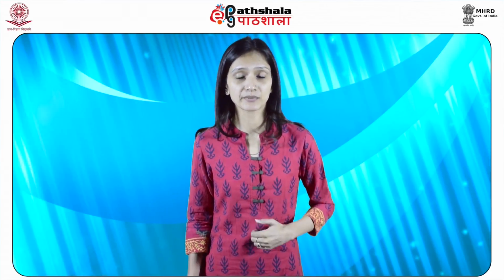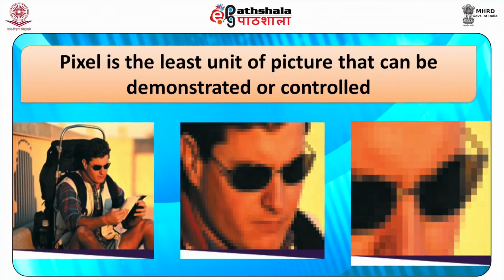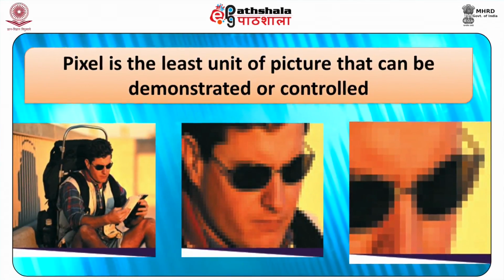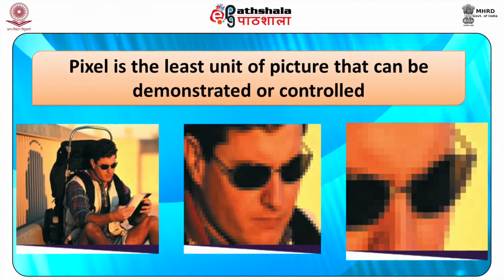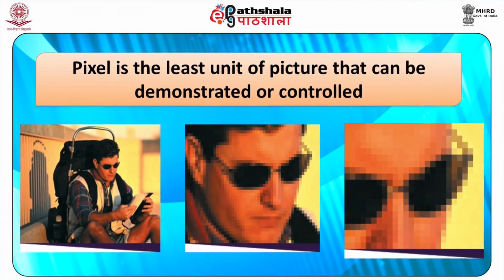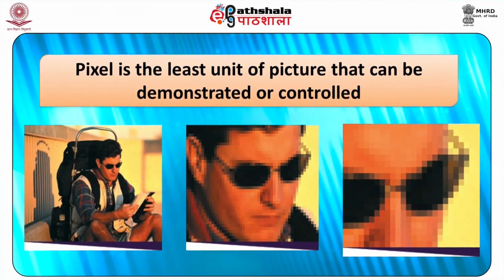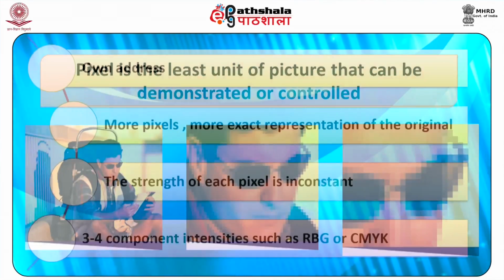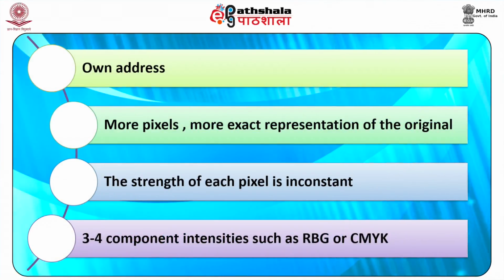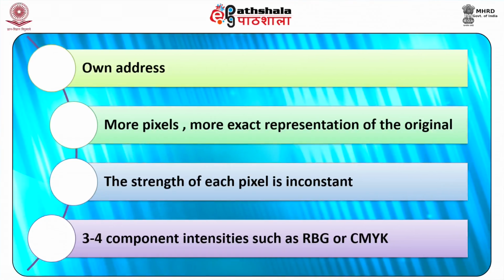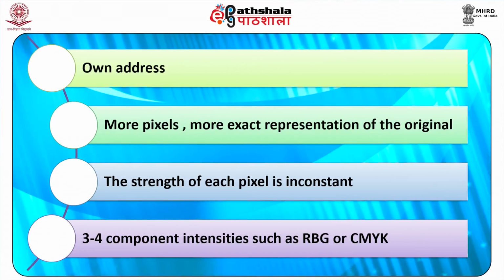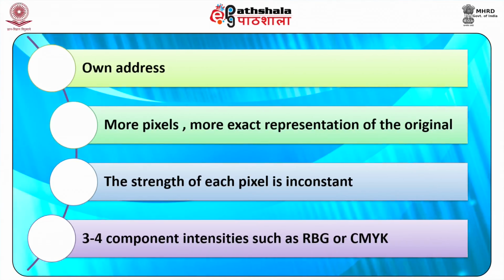The word digital image generally denotes raster images, also called bitmap images. In digital imaging, a pixel, or picture element, is a single point in a raster image or the minimum addressable screen element. It is the smallest unit of a picture that can be represented or controlled. Each pixel has its own address, like the x and y axes of a graph. More pixels typically offer a more exact representation of the original.